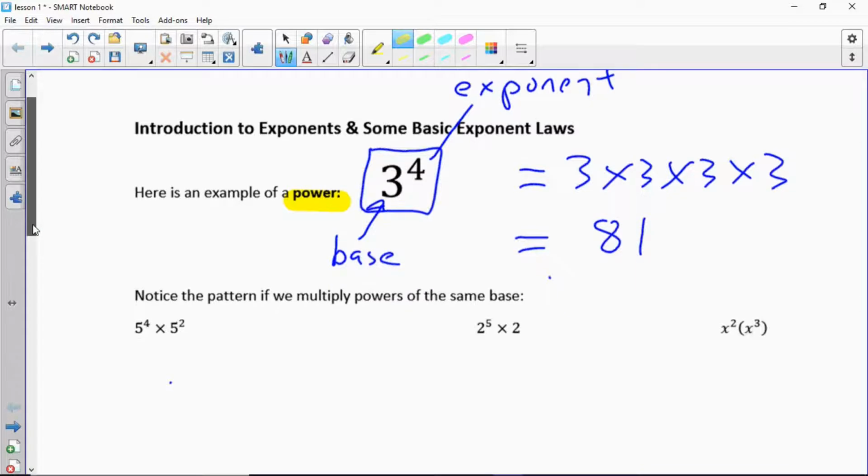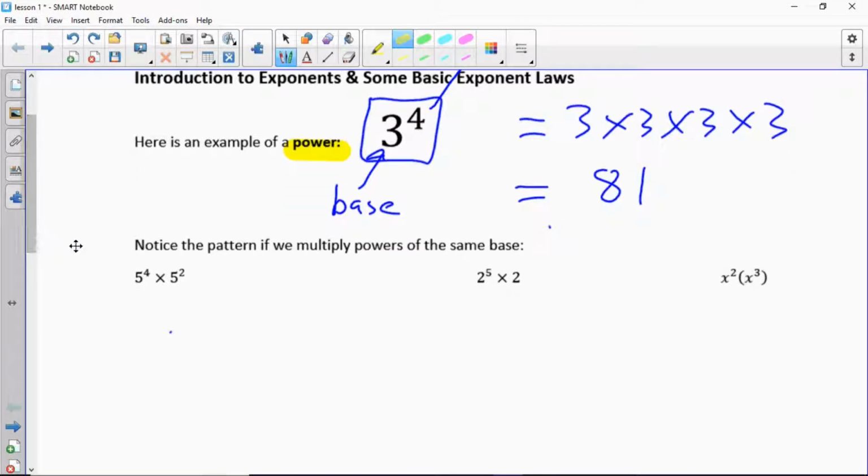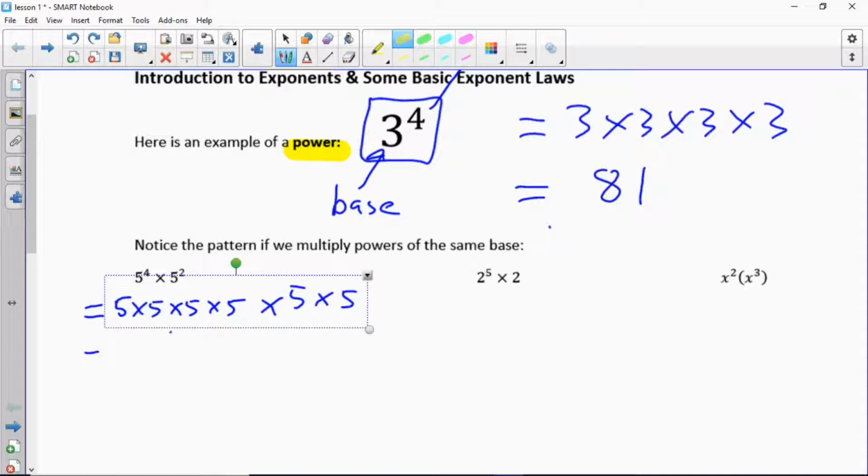The first one involves multiplying powers of the same base. For example, 5 to the power of 4 times 5 to the power of 2. Now, 5 to the power of 4 can be written as 5 times 5 times 5 times 5. And 5 to the power of 2 can be written as 5 times 5. Now, notice I'm multiplying a bunch of 5s here. 4 of them and 2 more. This can also be written as 5 to the power of 6, since there are 6 5s.